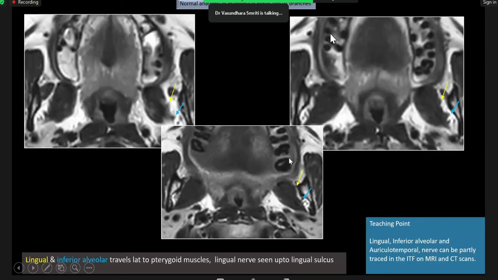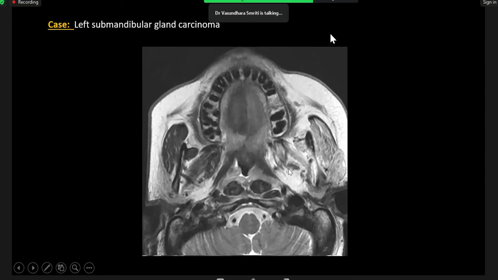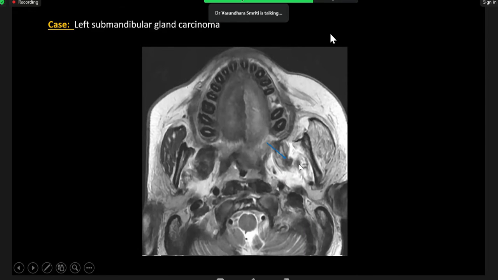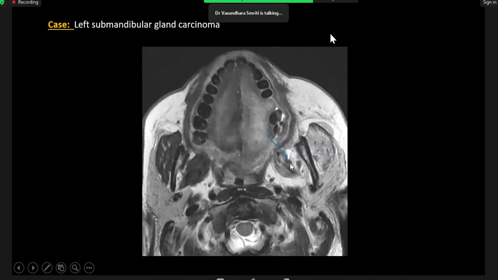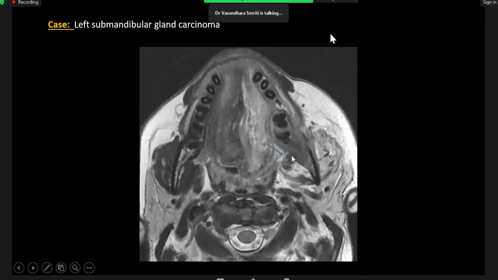Let's trace back. We'll go back in this. So this thickened structure was there. This was your mandibular nerve. So this nerve, which travels like the mandibular nerve, anterior to it is actually a perineural spread along the lingual nerve, which was going up till this.